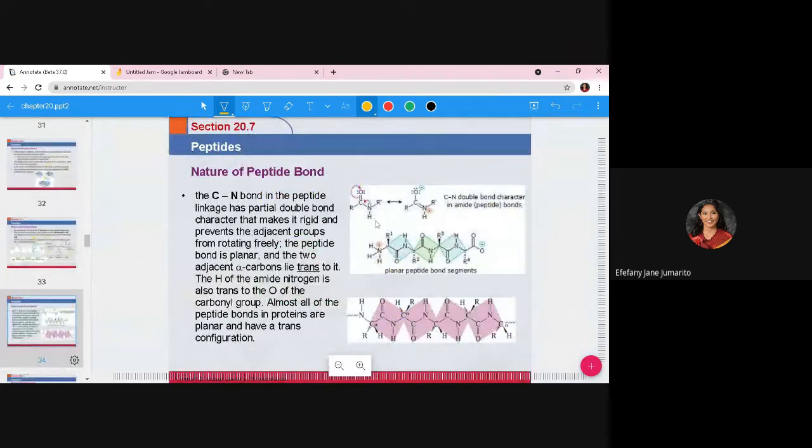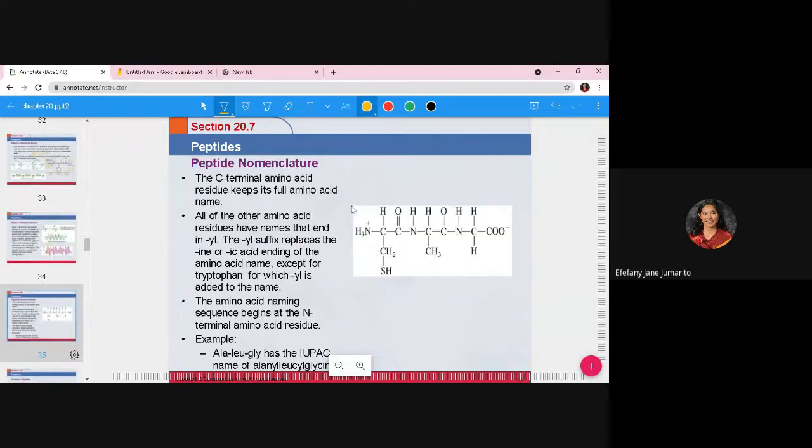Also, they are in trans configuration. The double bond O and the H are on different planes, so the CN bond has a partial double bond character. Okay, so that's it. Now we have the peptide terminal: the C-terminal amino acid residue keeps its full amino acid name.